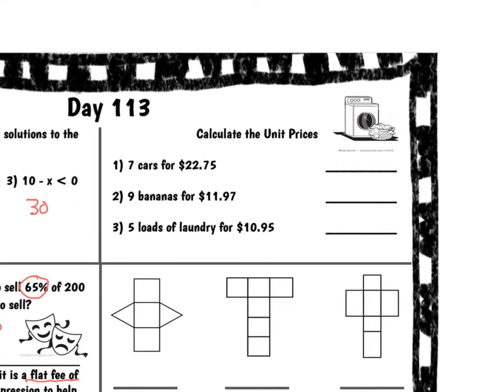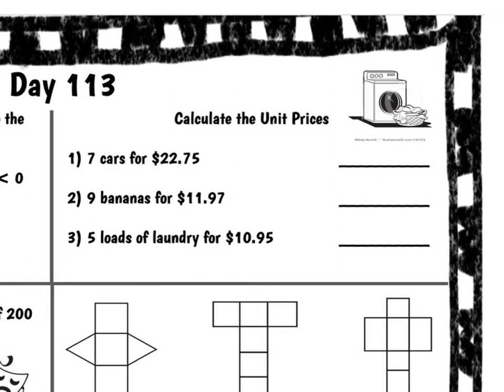Cool. The unit price. Remember, unit price means the price for per one. Money always goes on top. So you do $22.75 over 7 cars. Go to 1 car, so you divide by 7. $22.75 divided by 7 is $3.25 per car. So $3.25 per 1 car.